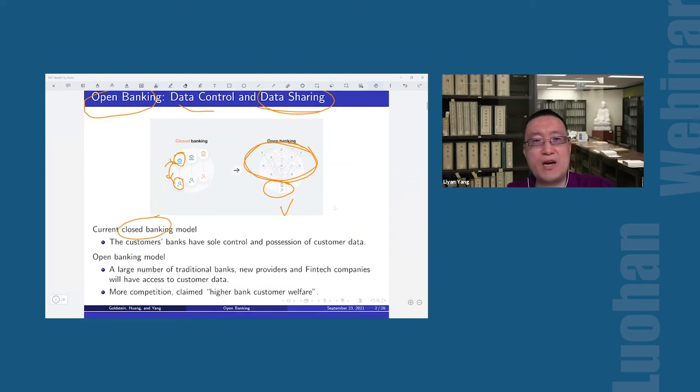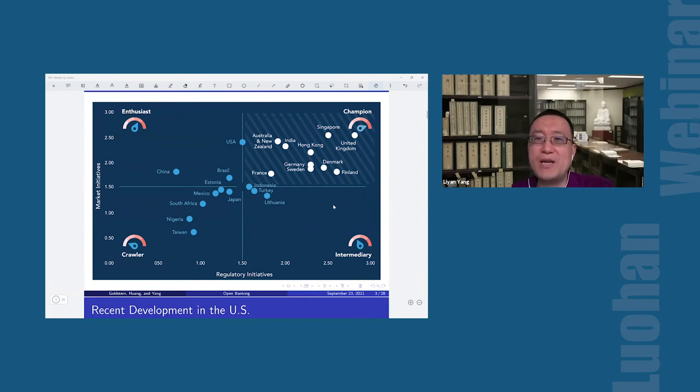What's happening around the world is that people are still debating this idea. We found this table that divides the status according to two dimensions. The horizontal dimension is the attitude of regulators, like the government or central banks, whether they are enthusiastic about the open banking idea. The vertical dimension is about the market, whether the market is excited about the open banking idea. If you are in this region, both the market and regulators are very supportive of open banking.